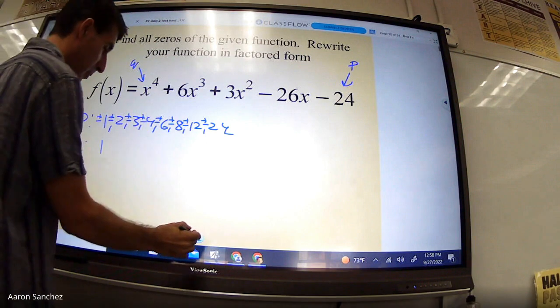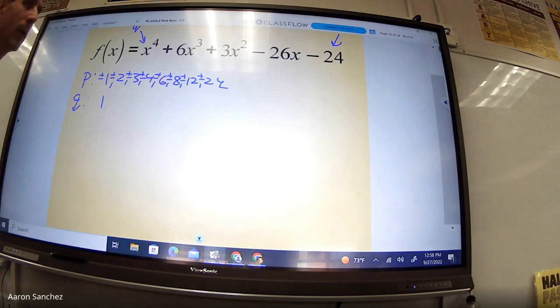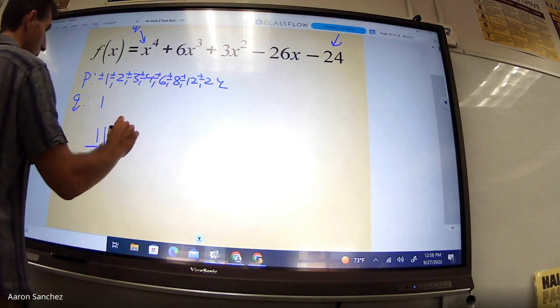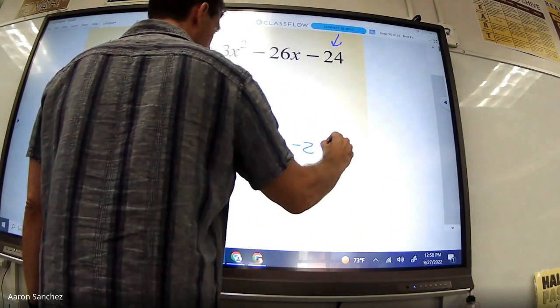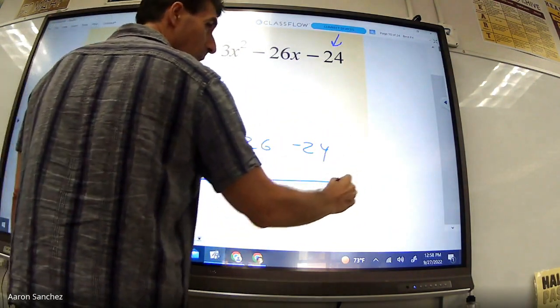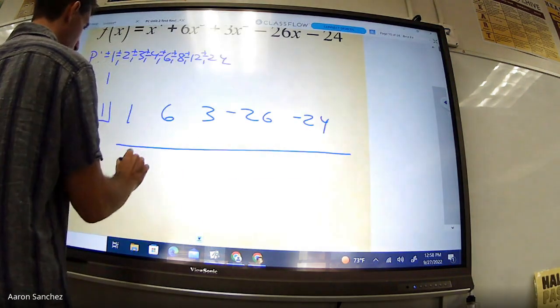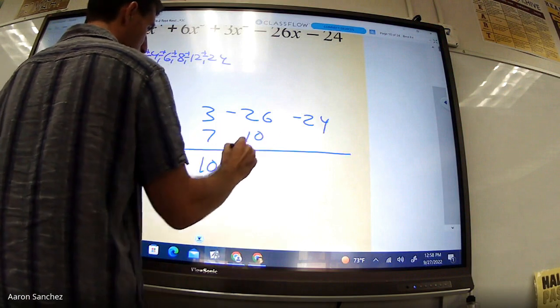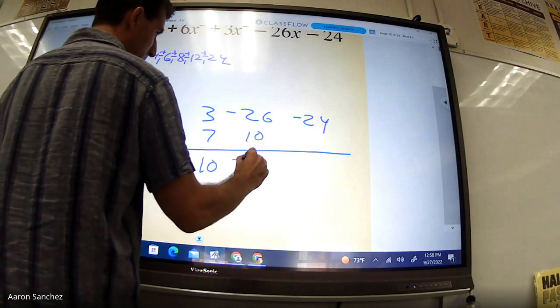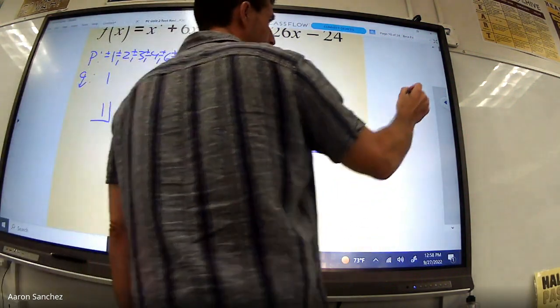Okay. What do I do next? Sage, what do I do next? Synthetic division. Just start dividing, right? Let's start with positive 1. And I go 1, 6, 3, negative 26, negative 24. And I got 1. I go 1, 1, 7, 7, 10, 10, negative 16. So 1 does not work. So what do I do next?